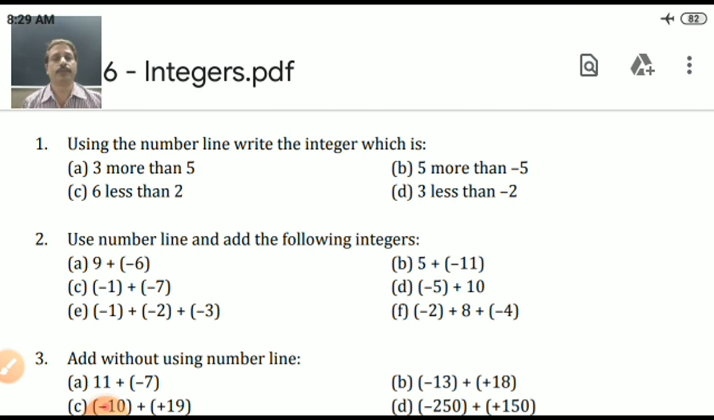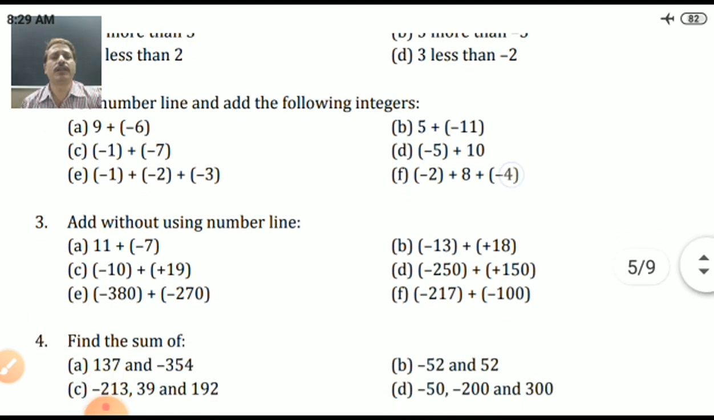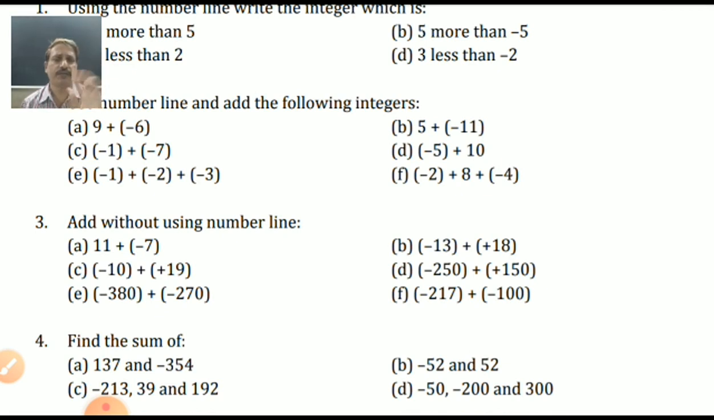Good. Add without using number line directly. Just now I said that way you can do and find out the solution. What is the answer? Yes, suppose they are both positive number, answer is positive, but both negative, what we have to do? Yes, my dear student, you are right. If both are negative, you can add them and keep the minus sign. Yes, very good, very good.